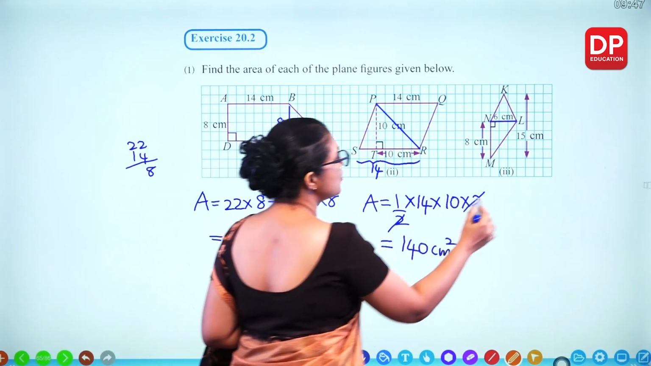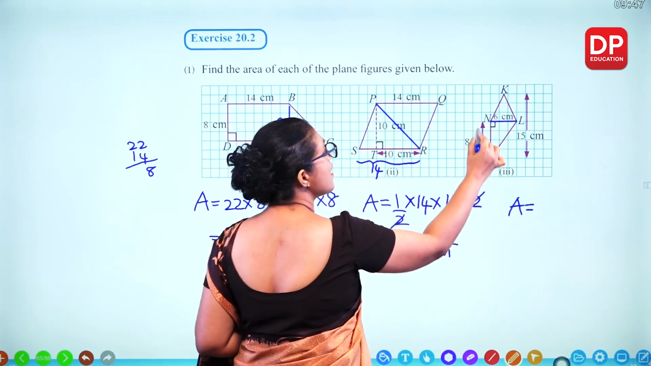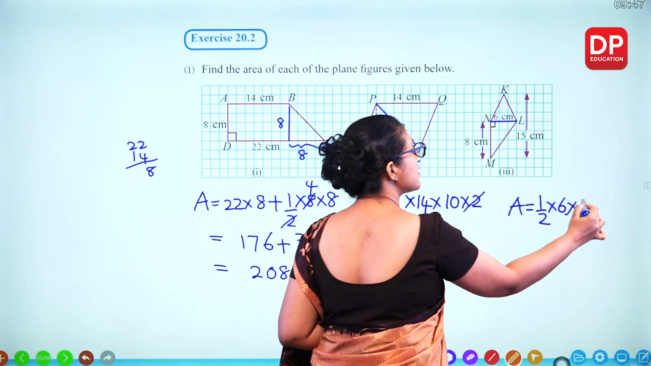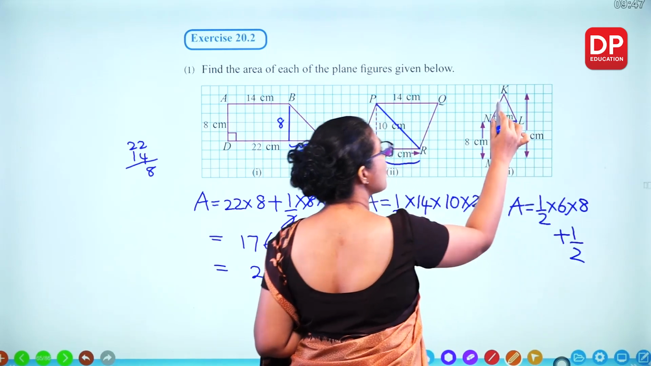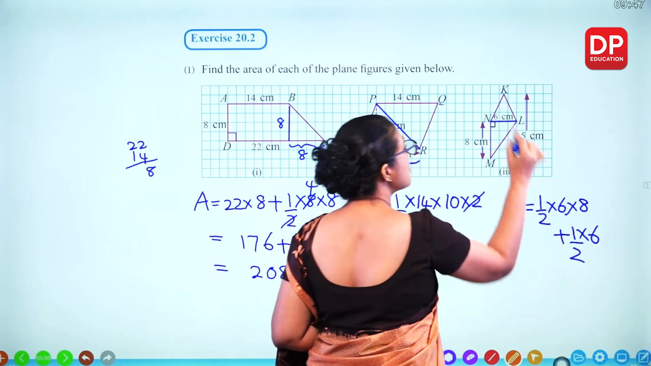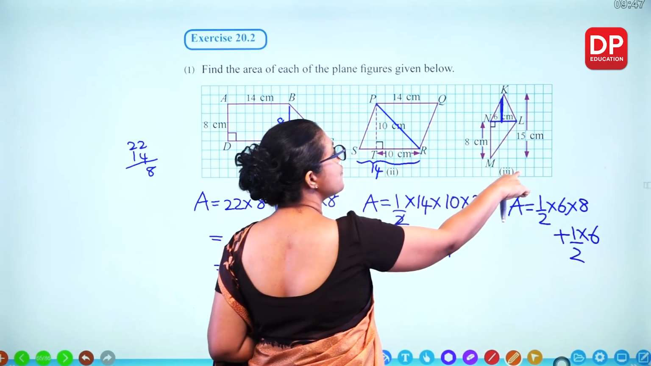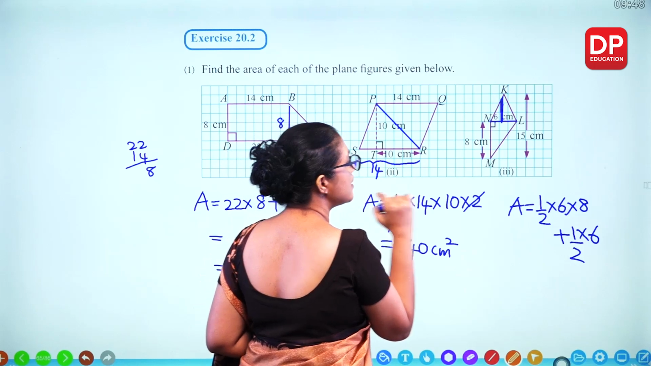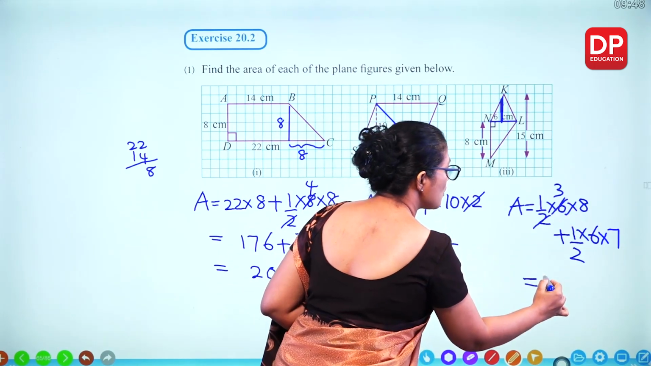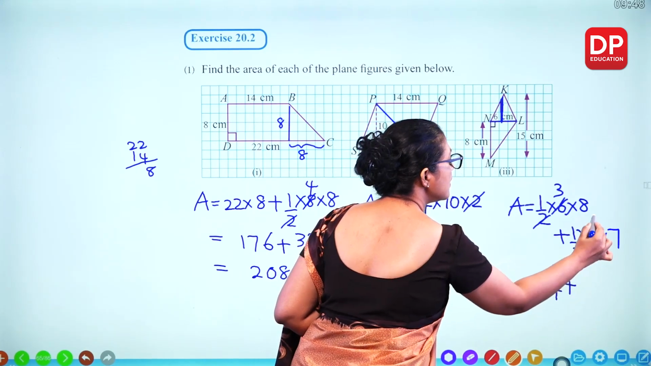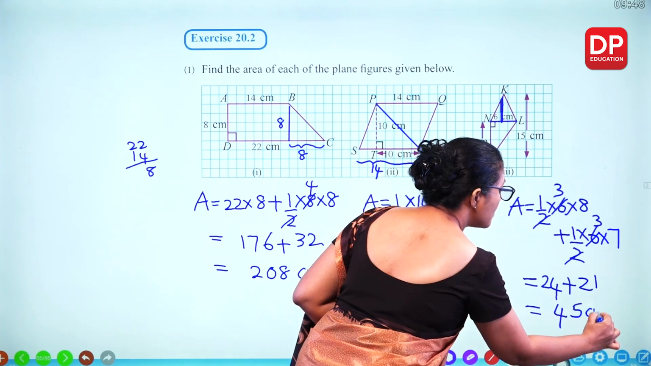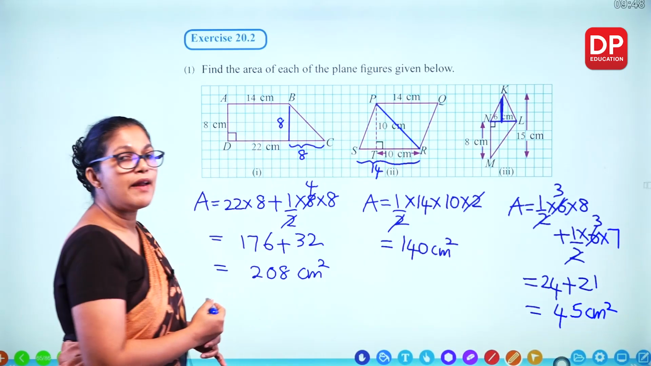This one, you add the two areas. This area, half times, base is 6, perpendicular height is 8, plus the other triangle, half into base is 6, and what's the perpendicular height? This height, 15 is the total, minus 8, you get 7. Simplify, 24 and 21. So when you add it, you get 45 square centimeters for the area.